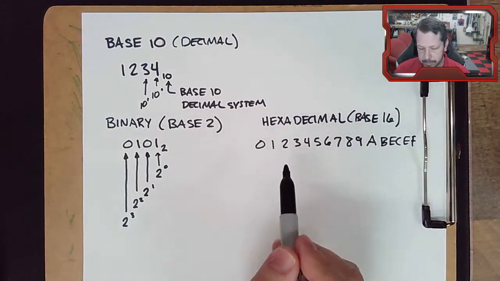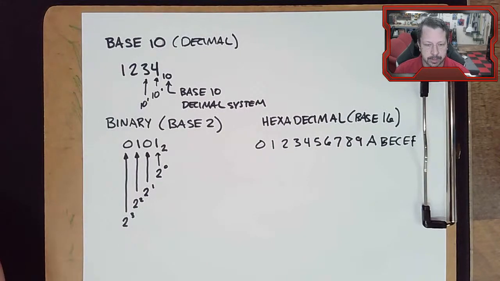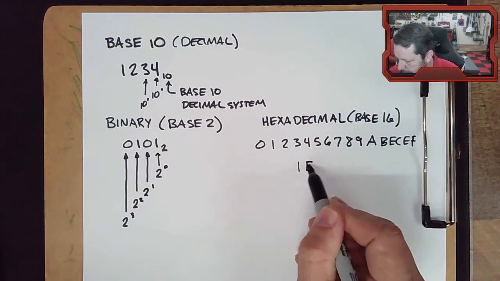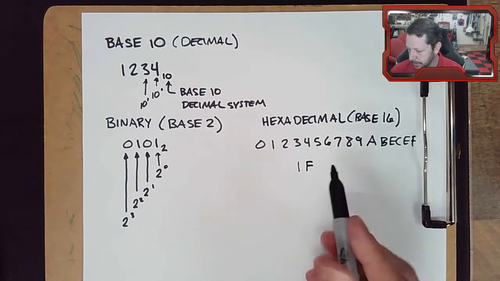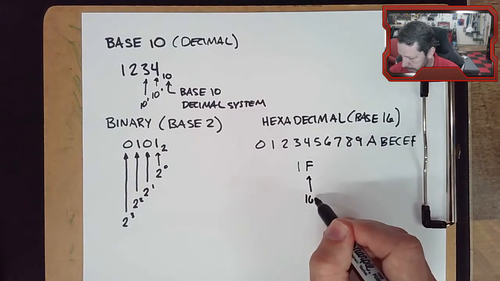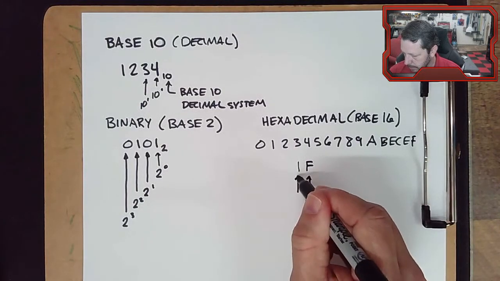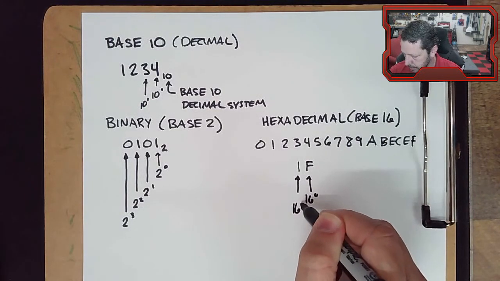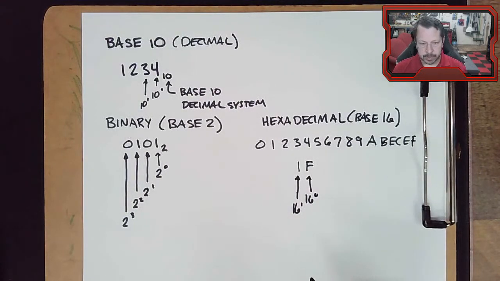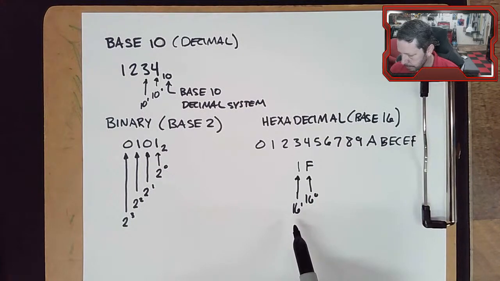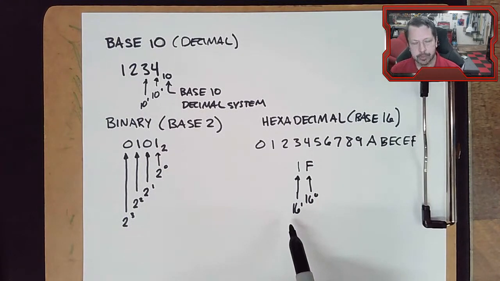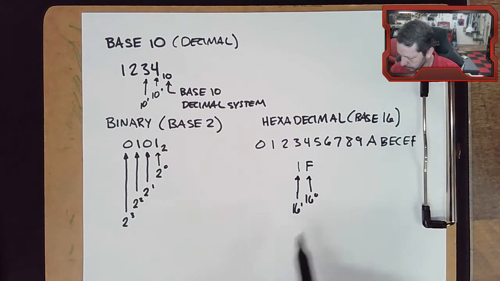So you get numbers in hexadecimal that look like 1F, for instance. It takes the 1 and an F. The F is in the 16 to the 0 spot, and the 1 would be in the 16 to the 1 spot. So 1F, this number would be 31 is what that would represent. Pretty sure, 31.